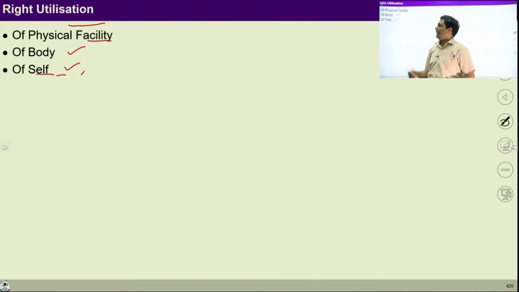Similarly, in the lack of right utilization of my body, our body gets diseased and I won't be able to participate in larger order at the level of family, society and nature. Similarly, right utilization of physical facility is also required because I want to participate in larger order, and for participation many times these physical facilities are required. That's why right utilization of physical facility along with right utilization of body and self is required.